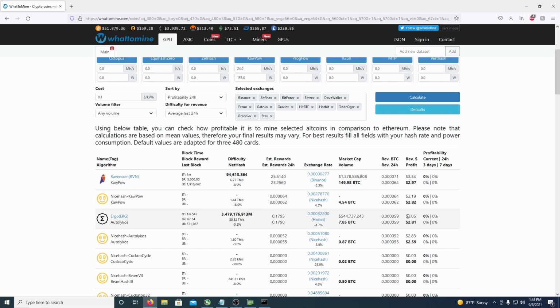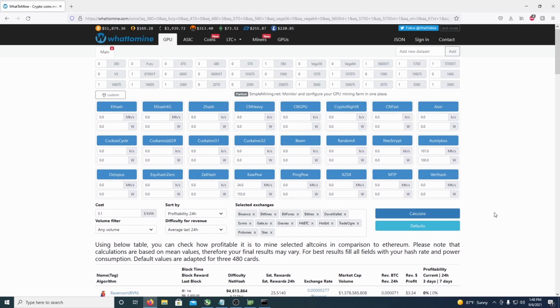Ergo is $3.05 of revenue and $2.81 of profit. So again, they're very close, but I'm going to be sticking with Ravencoin because there's the halving coming up here in early 2022.